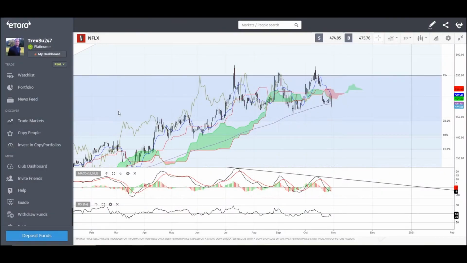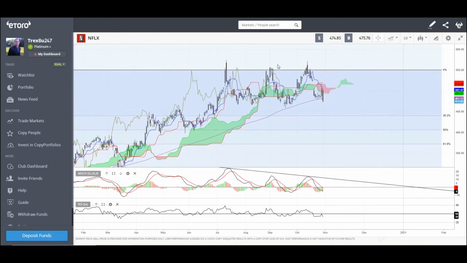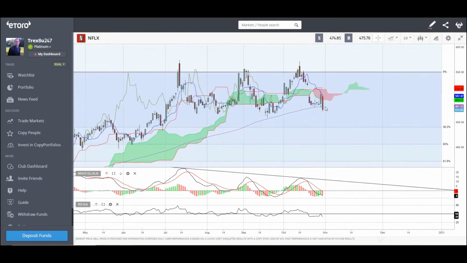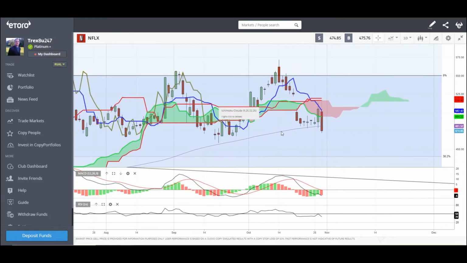And here we have Netflix. We didn't set up a squeeze line because it wasn't necessary. However, you can see that it has moved below the 120 moving average. Let me see if I can pull it up. There we go. This indicates that it could very well go and change its direction of the trend.